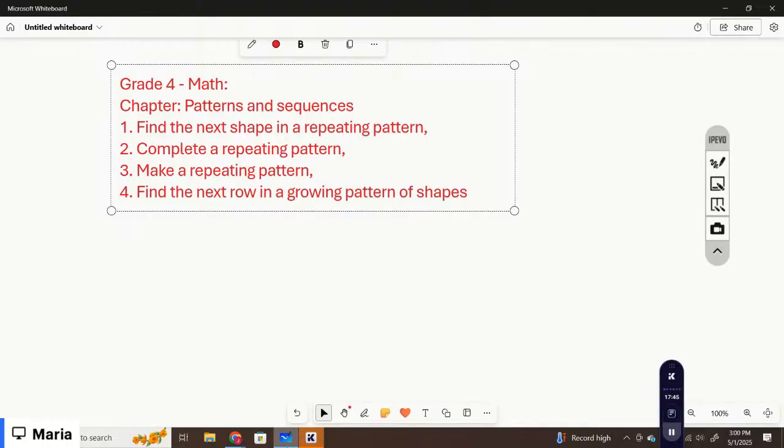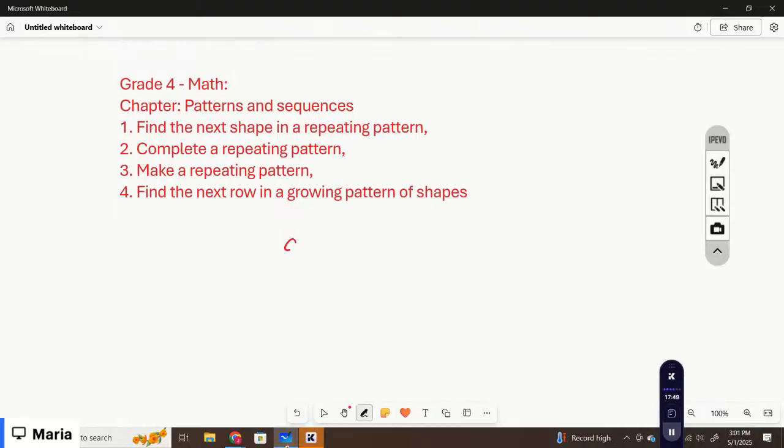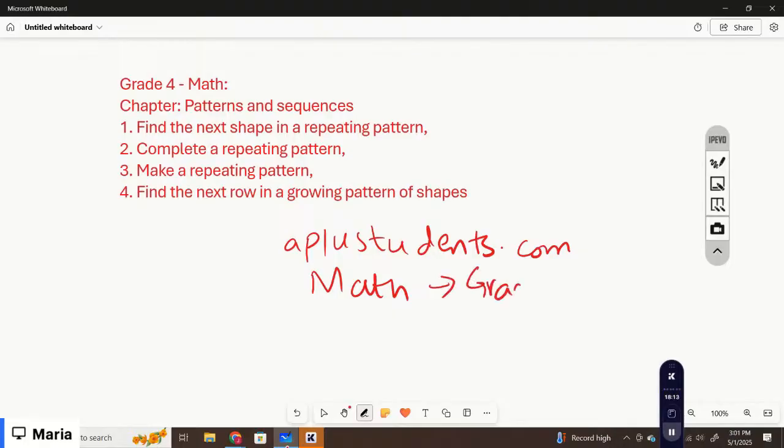We are here for grade 4 math. You can find all the lessons on aplusstudents.com. You have to log in there using your email address and password as provided by the administrator. Then you have to select math from the subject tab. Scroll down to grade 4 math and then click on view all lessons. There you can find a list of the chapters.